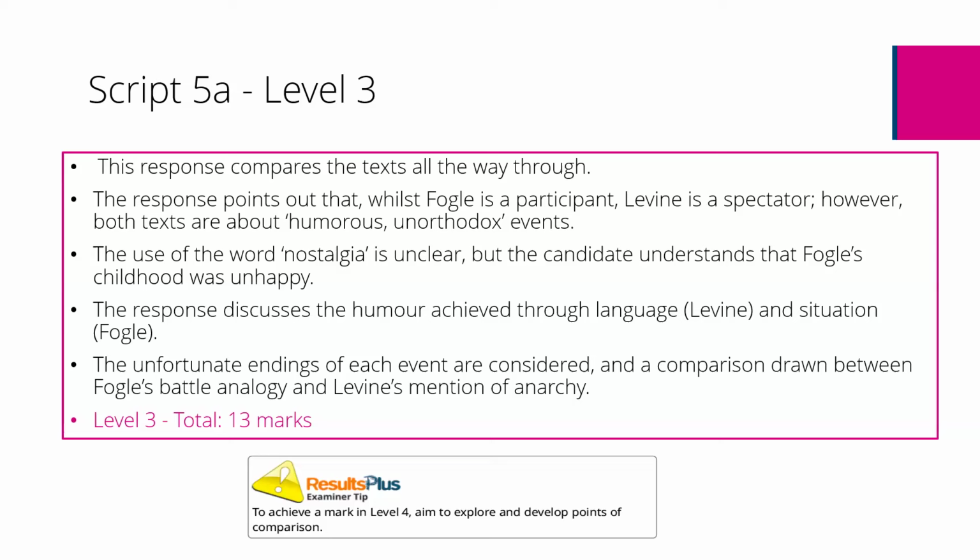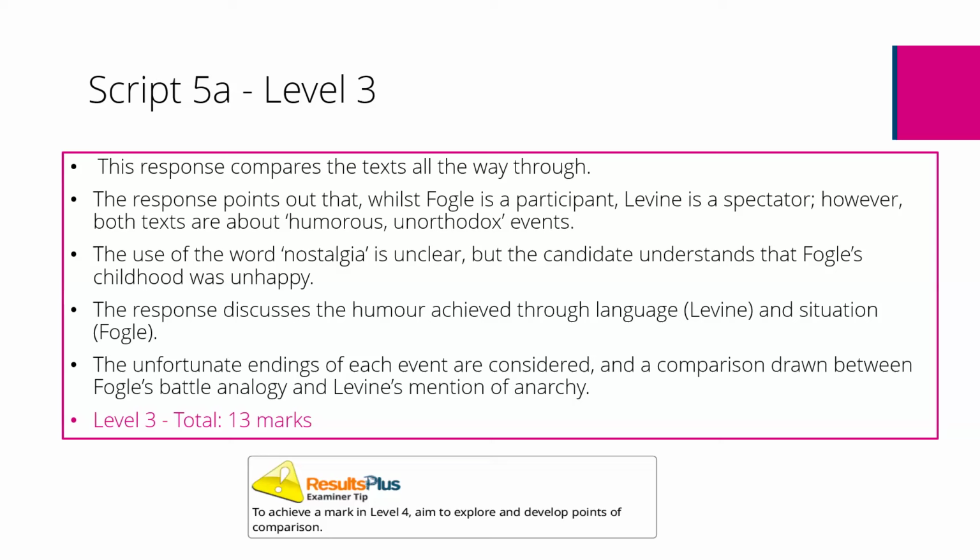So, the level 3 one was indeed 5A, and this response compares the text all the way through. We can see that. The response points out that whilst Fogel is a participant, Levine is a spectator. However, both texts are about humorous, unorthodox events. So the student has kind of stepped back and been able to see that. The use of the word nostalgia is unclear, but the candidate understands that Fogel's childhood was unhappy. The response discusses the humour achieved through language, Levine, and situation, Fogel. The unfortunate endings of each event are considered and a comparison drawn between Fogel's battle analogy and Levine's mention of anarchy. So that was given a mark of 13 in level 3.